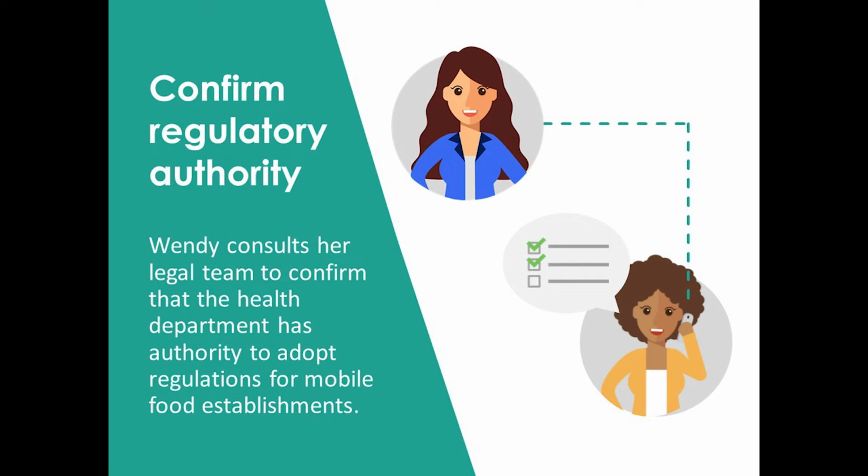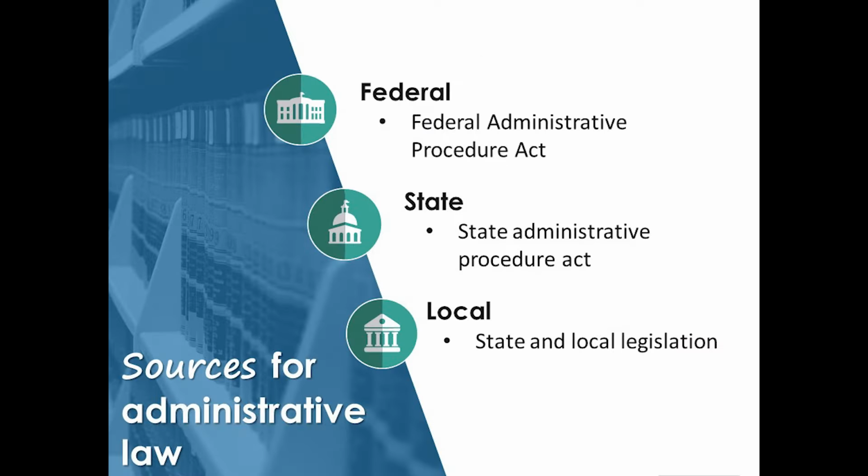Wendy has already consulted with the state health department's legal team to confirm that the state retail food code delegates authority to the health department to make regulations addressing mobile food establishments. Wendy also learned from the legal team that her state's Administrative Procedure Act sets forth certain steps that Wendy must follow when developing regulations. As you may recall from Part 1, every state has an Administrative Procedure Act, or APA for short, that sets out the rules and procedures that agencies must use to develop regulations. These are known as rulemaking procedures.